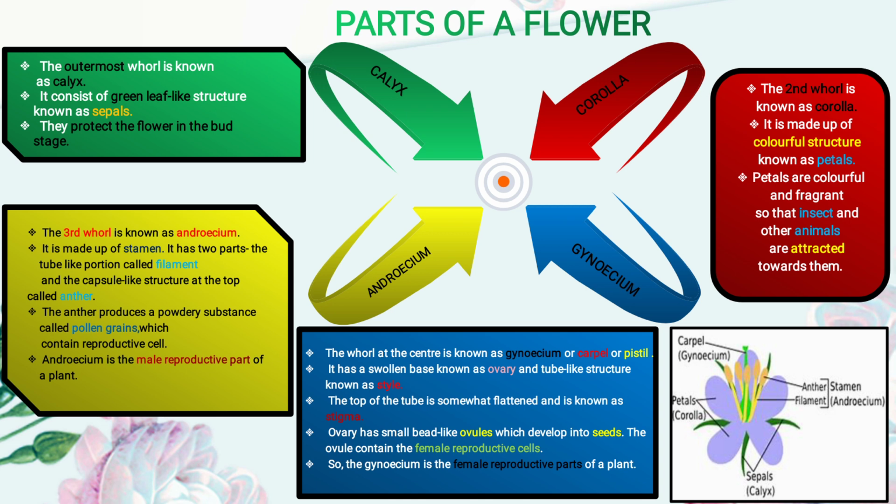The ovule contains the female reproductive cell. So inside the ovule only the female reproductive cell is present, which will fertilize and give rise to the seed. So gynoecium is the female reproductive part of a plant. Androecium is the male reproductive part of the plant. It contains pollen grains, and gynoecium contains the female reproductive cell, meaning it contains the egg cell.